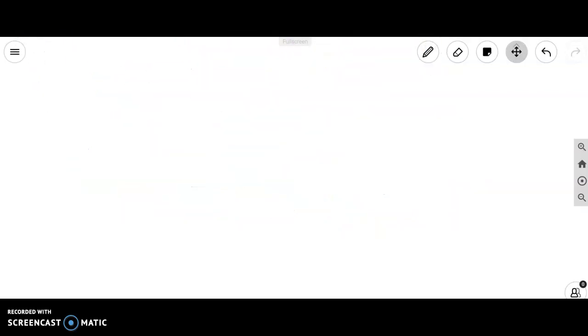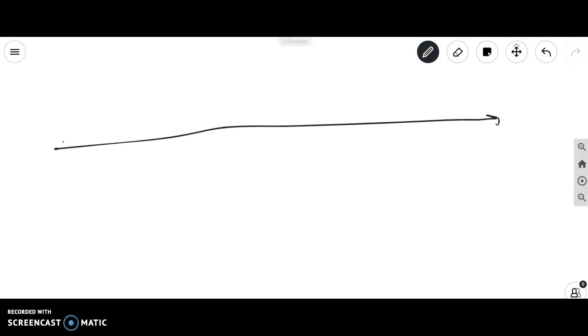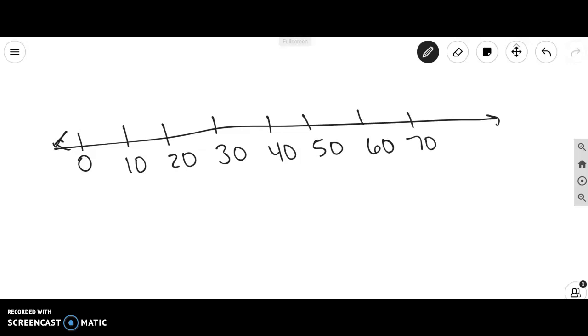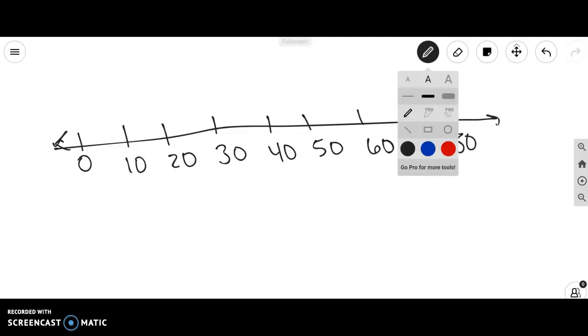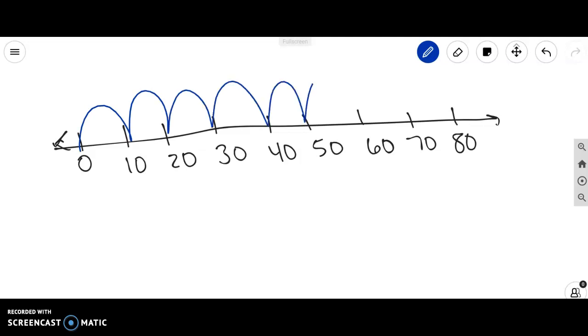So let me give you an example. Usually they'll give you a number line and it will have the numbers counted by. Okay, so we already have the numbers counted by and they're also going to give you the hops as well. So we need to figure out what the equation for this problem is.